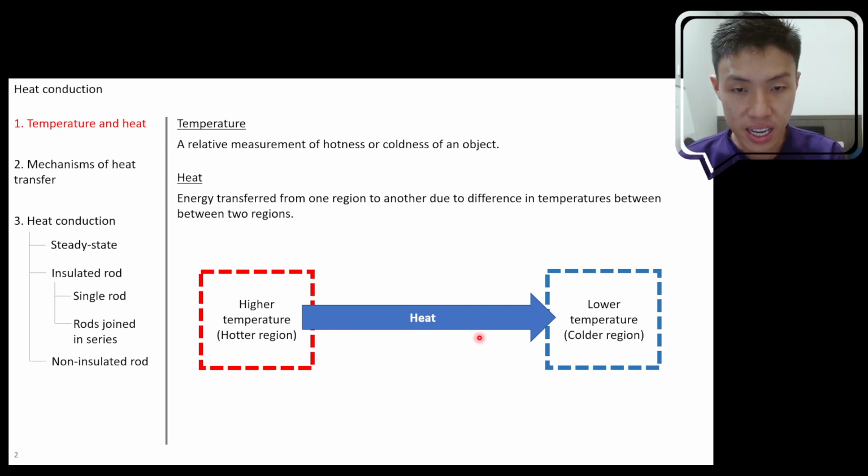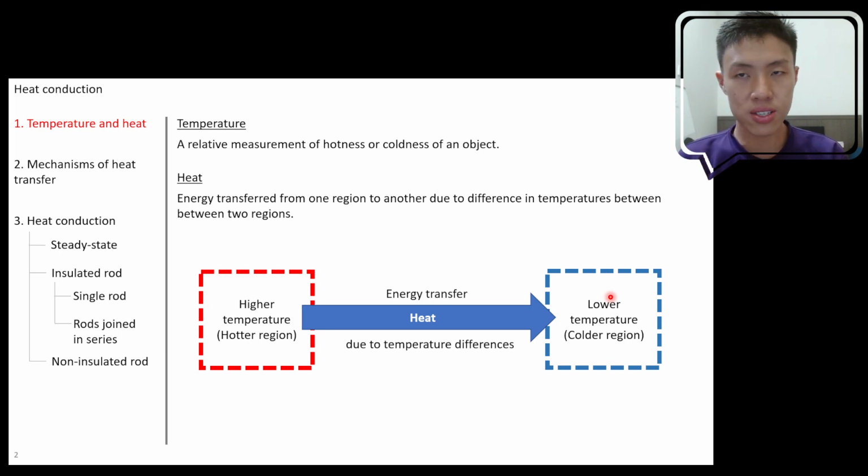So heat is the energy that is moving, whereas temperature is the degree of hotness or coldness of the region. This energy transfer happens due to temperature differences. There are many types of energy transfer. You can do work to transfer energy. You can also transfer energy by heat. In this case, energy transfer that happens due to temperature differences, we call heat.